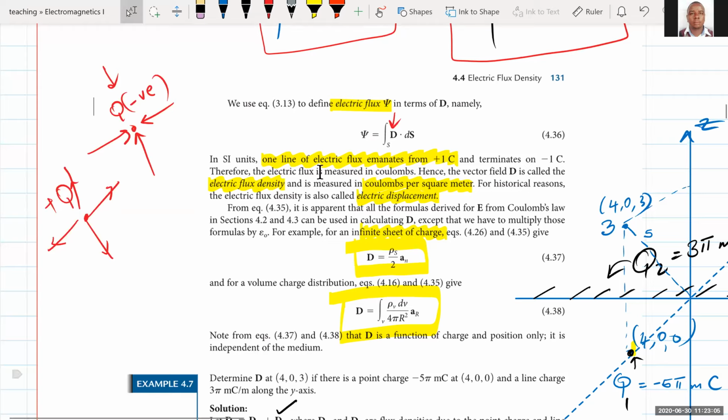Therefore, the electric flux is measured in coulombs, just as I have already mentioned. Hence, the vector field D that we have defined is now called electric flux density. We have just defined a new term that allows us to relate the electric field intensity, which is dependent on the medium, to a term D that is independent of the medium. And this D is measured in coulombs per square meter.